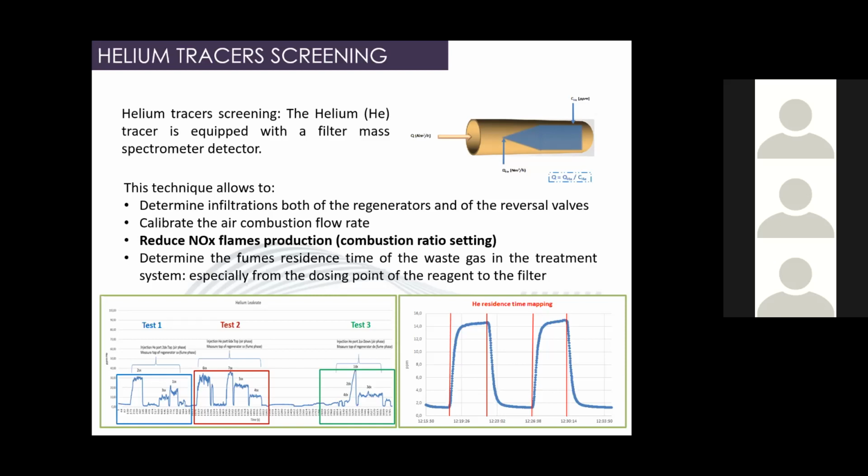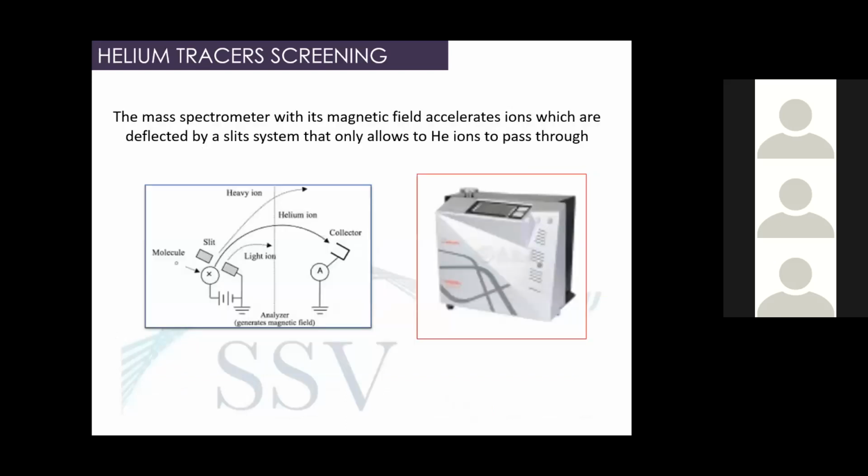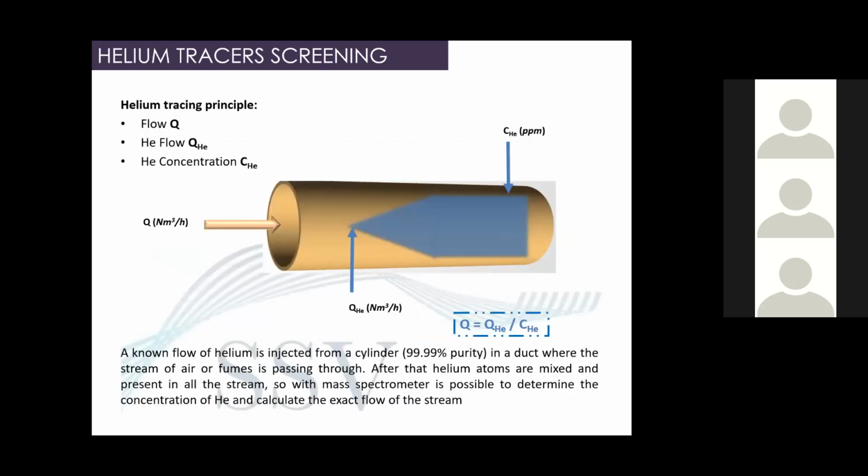a more precise knowledge of the air combustion flow rate could help us in the reduction of NOx, because with a more precise knowledge of the flow of the air, it's possible to regulate the burners better, for example. Also, it's possible to determine the fumes residence time in the treatment system, I mean the electrostatic precipitator. So this could help us in the optimization also for the SOx reduction. This is another aspect that could be affected by this technique. And I'm going quickly on this.